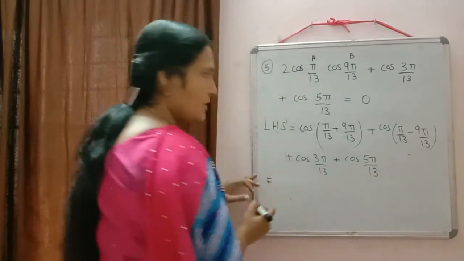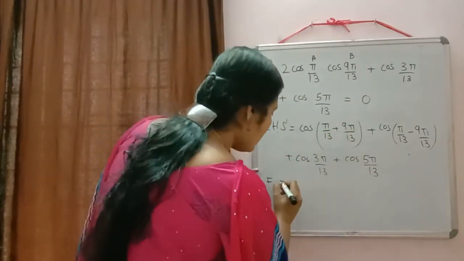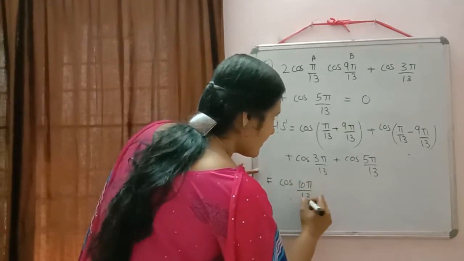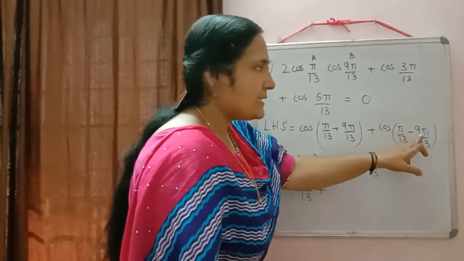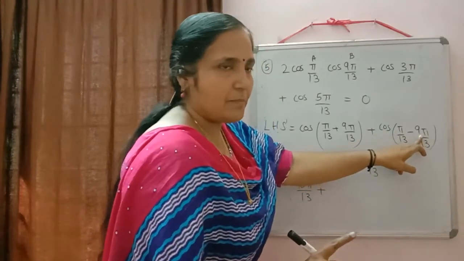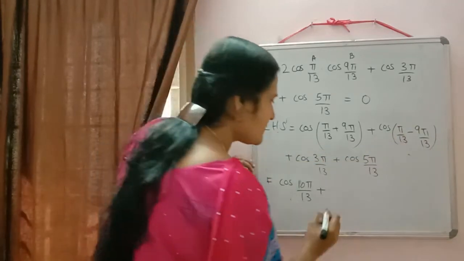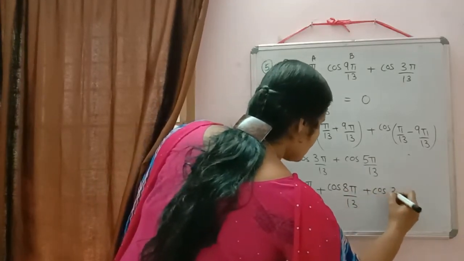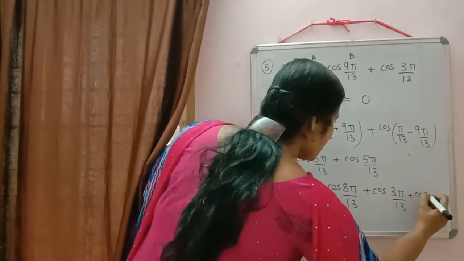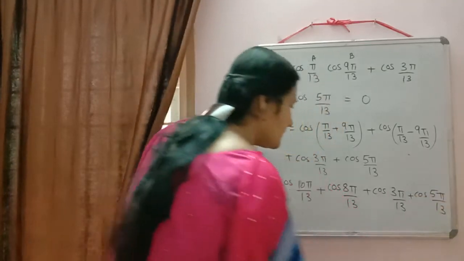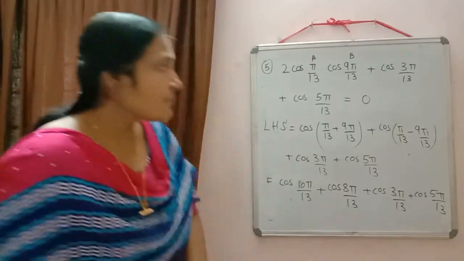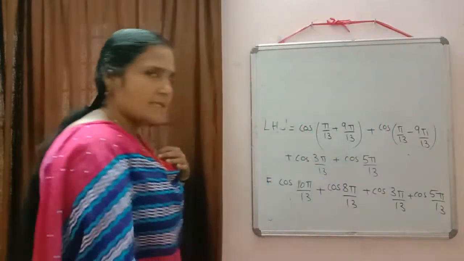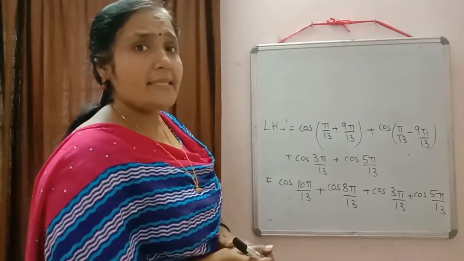Don't write it is equal to 0, we are proving it. Now here what will come? Cos 10 pi by 13 plus cos of pi minus 9 pi, that will be minus 8 pi, and cos of minus theta is cos theta only. So it will be equal to cos 8 pi by 13 plus cos 3 pi by 13 plus cos 5 pi by 13. But we got the answer in this way and we need the answer to be equal to 0. So each and every term should get cancelled. So now we have to check how to arrange the terms.